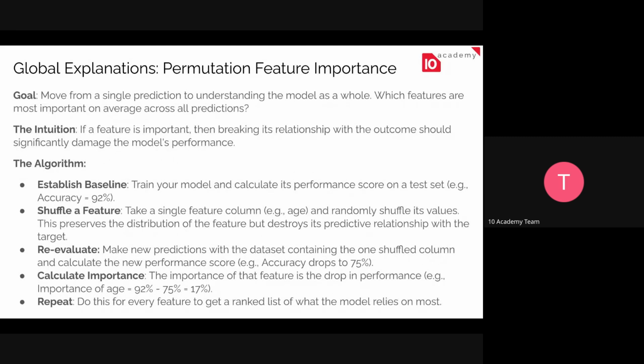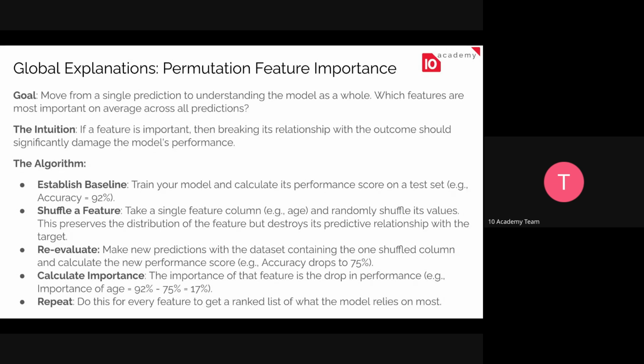So what we have looked at in the two examples are local explanations, or explainability. And now let's take a look at the two global explanations. The first one is permutation feature importance. This is very interesting actually. The goal is to move from a single prediction to understanding the model as a whole.